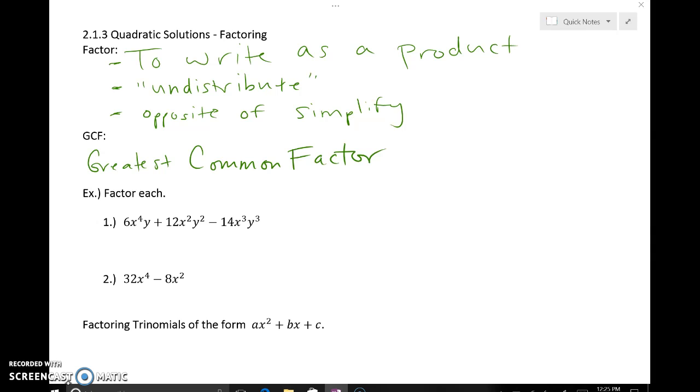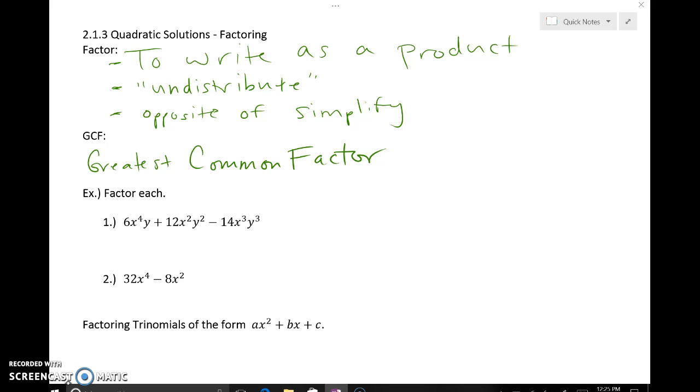Greatest common factor is the largest number and variables that will be able to be divided into each of the terms of the expression and not have any fractions as the result. So it's an expression that can be divided into all of the terms of the polynomial. So I'm looking for the greatest one. Well, I know I've got a 6, I know I've got a 12, I know I've got a 14, and I've got a lot of factors of each of those.